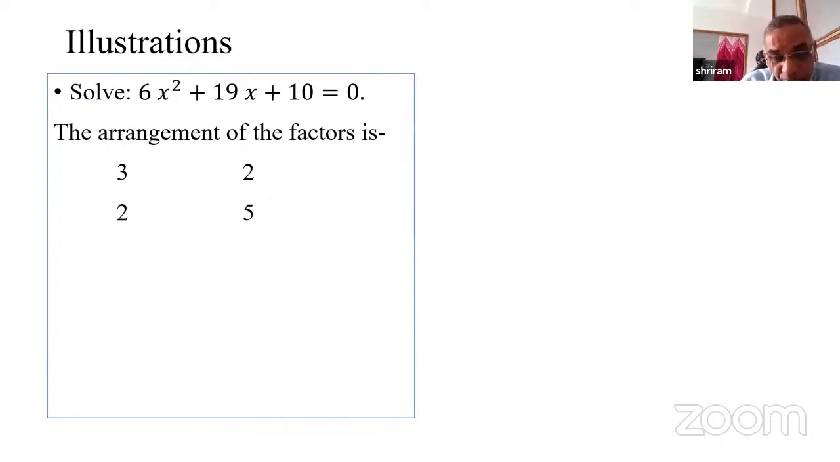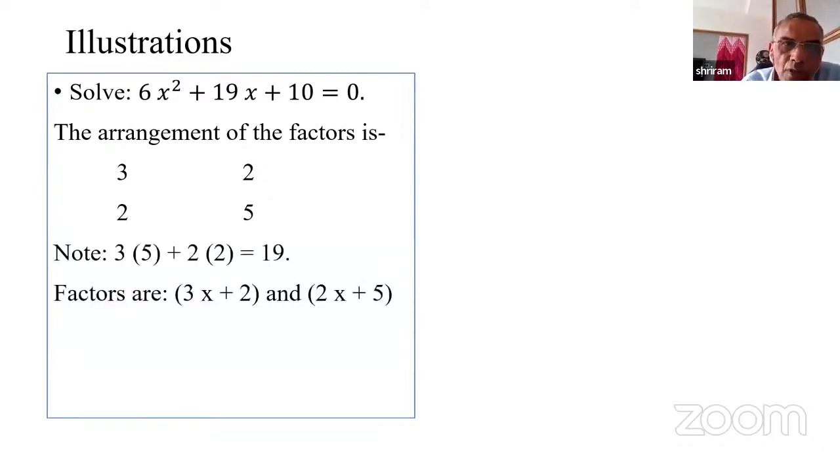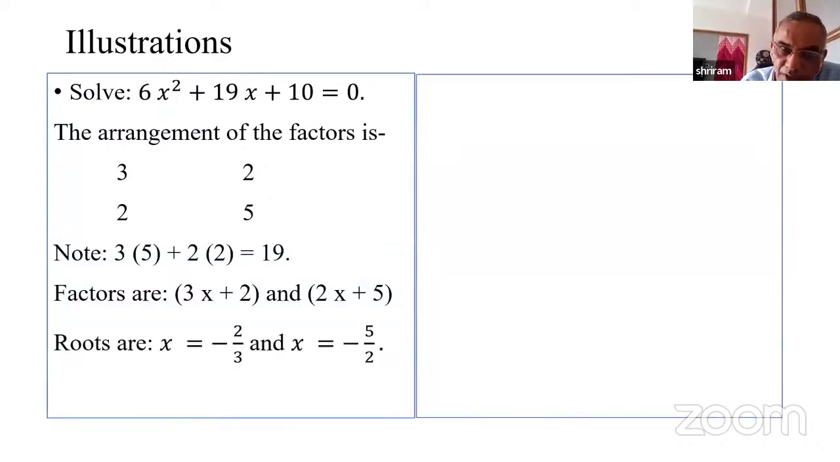So that adjustment of the second factor, a proper choice for the second factor, and writing in a proper order is important. Once this is done, 3x plus 2 is one factor, 2x plus 5 is another factor, minus 2 by 3 is the first root, and minus 5 by 2 will be the second root. So by just observation, I will be able to write either the factors or the roots.